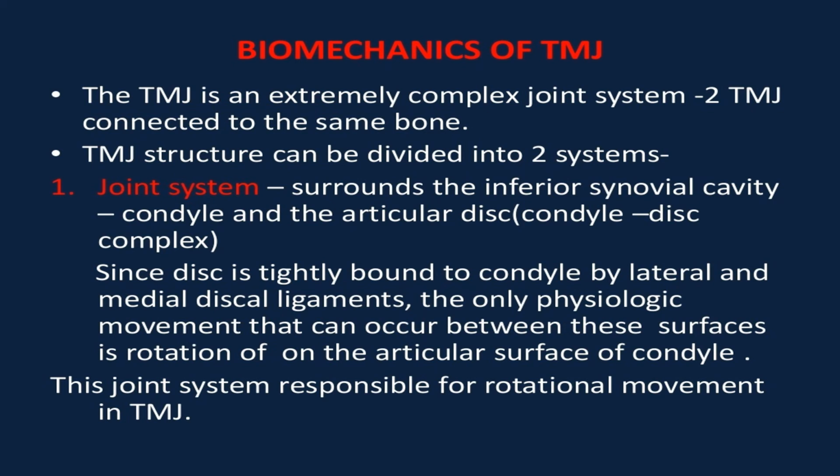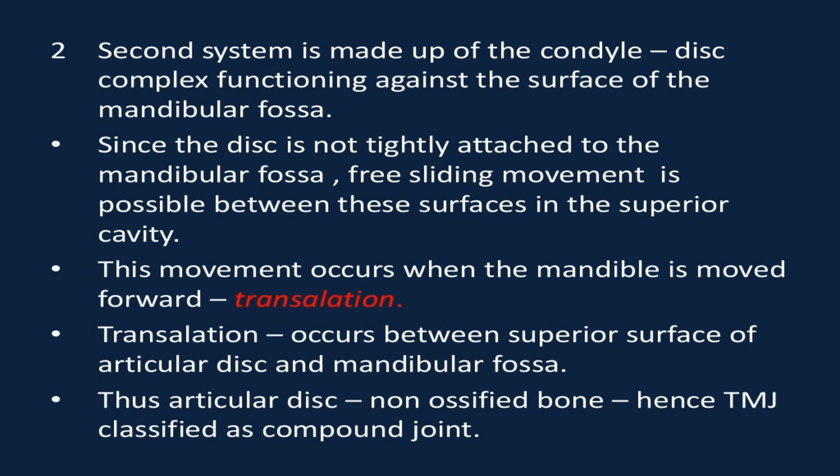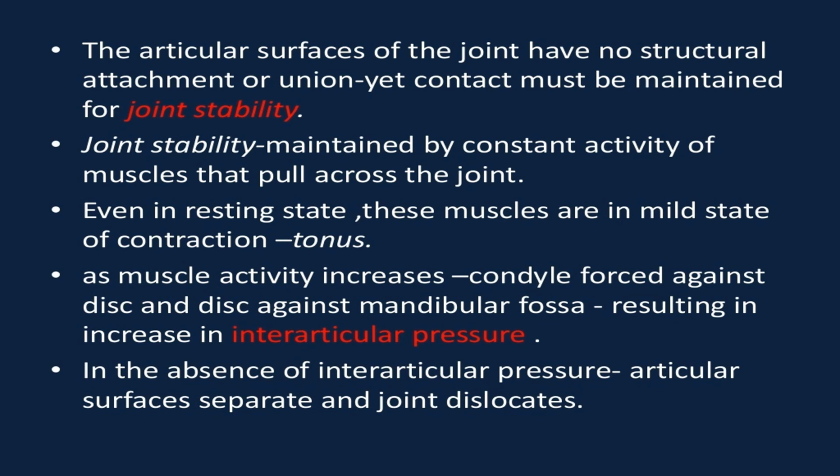This movement occurs when the mandible is moved forward. Translation occurs between the superior surface of the articular disc and the mandibular fossa. Thus, because of the articular disc, a non-ossified structure, the TMJ is classified as a compound joint.